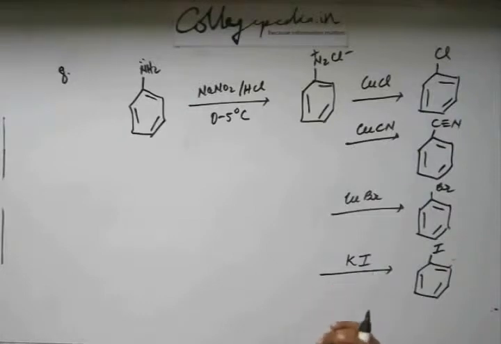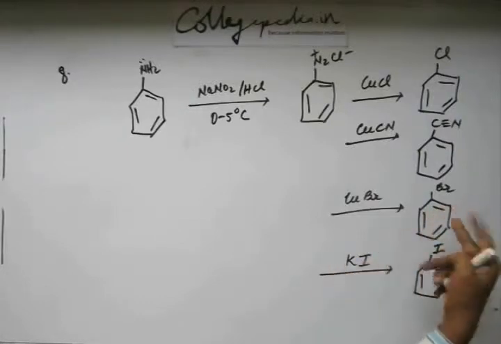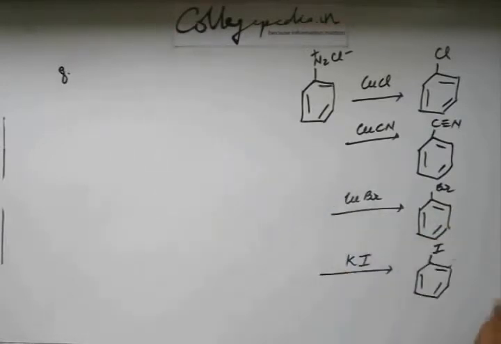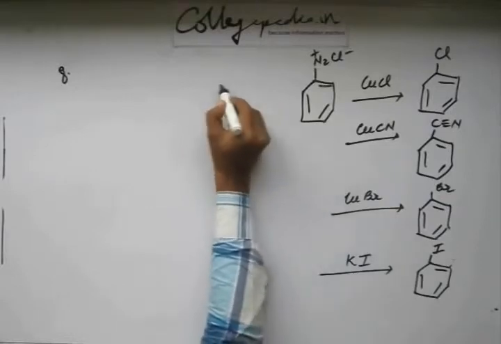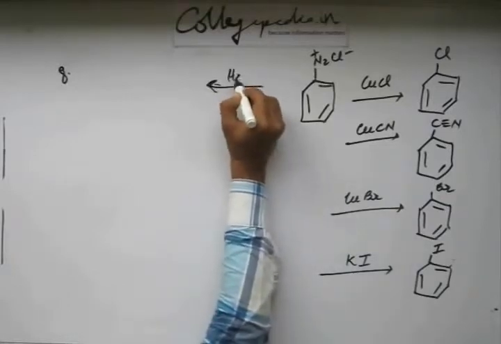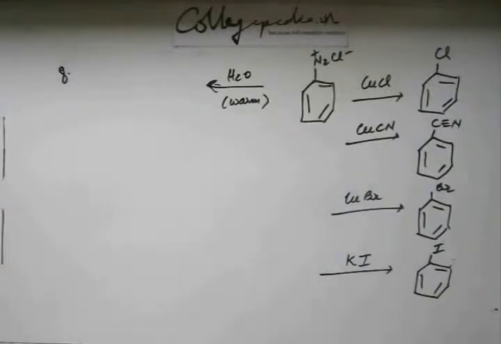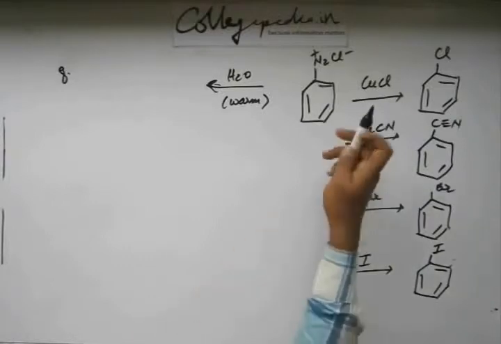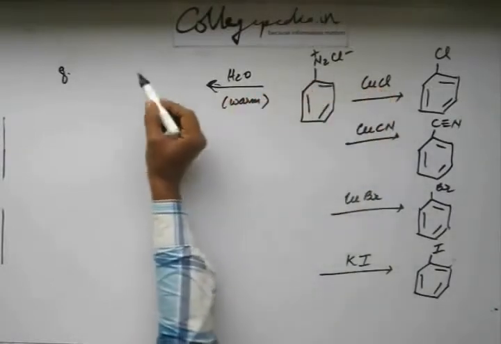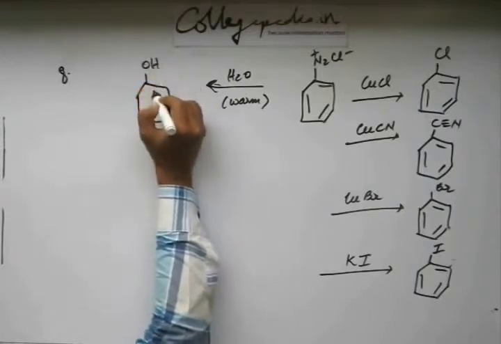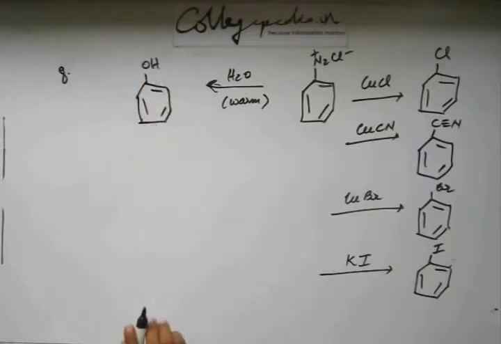Fine. So this is the basic reaction for adding chlorine, cyanide, bromide, and iodide. There are other reactions that occur on this. For example, if you just add warm water, this warm water is going to increase the temperature of the system. Nitrogen gas is going to come out, water is going to attack, and you will have an OH instead of this N2 plus, and this is going to become phenol, like this.